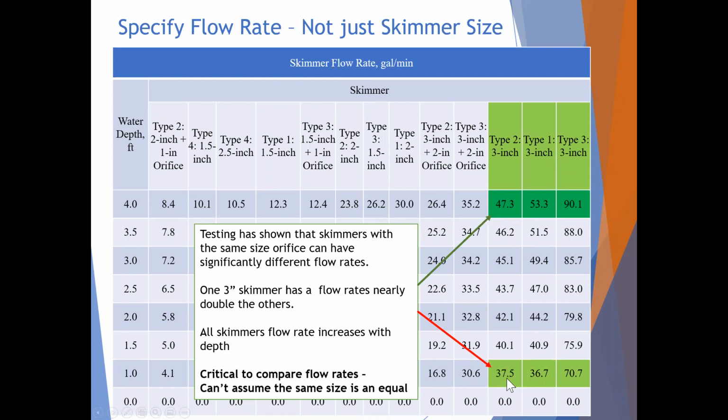You see 2 of them had pretty similar flow rates. At 1 foot of depth, they were flowing around 37, and this is in gallons per minute, while another 3-inch skimmer was almost double that at 70 gallons per minute. All 3 skimmers had an increase of about 25% in their flow rate as the test tank went from 1 foot to 4 feet. As the depth increased, the flow rate increased. 2 of them were still fairly consistent, 47 to 53, and the other was nearly 90. So the point is, if you simply spec a 3-inch skimmer, or whatever size skimmer, you may not be getting the flow rate that you thought you were, depending on what skimmer is used or if a contractor decides to make their own.